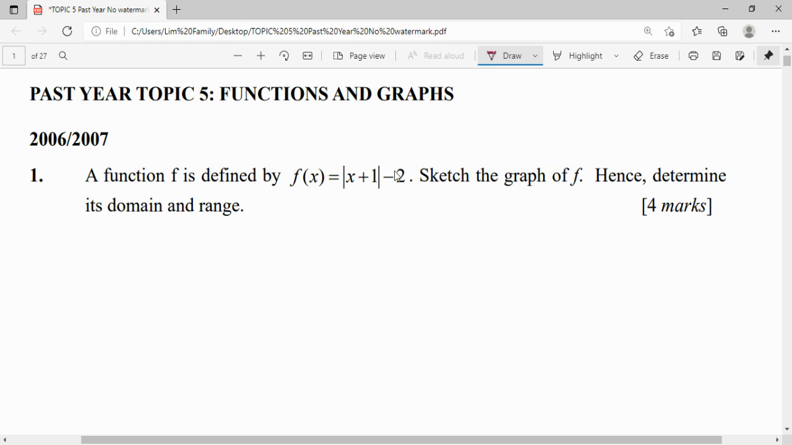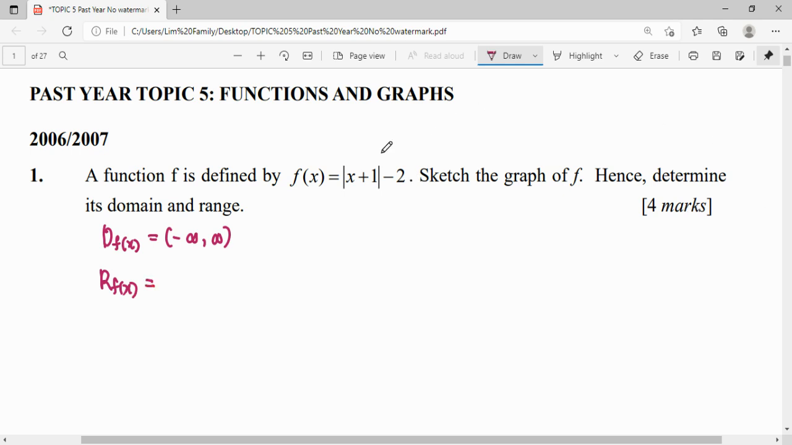So for domain of the function, modulus function or absolute function is not our special case, and we don't have any condition from the question given. So we'll go back to general modulus function. It will be negative infinity to infinity because it is not our special case. And then we go for our range.